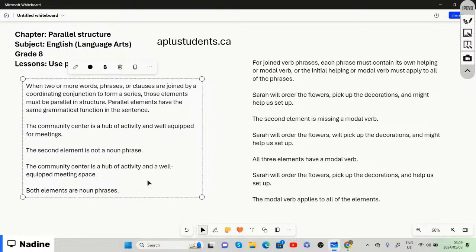For example, the community center is a hub of activity and well equipped for meetings. Meaning that they can do specific activities within the community center. Usually they have activities and things that they do in the day to keep kids occupied. And you can have meetings, meaning meetings that are in the community or for the community can also be held in the community center.